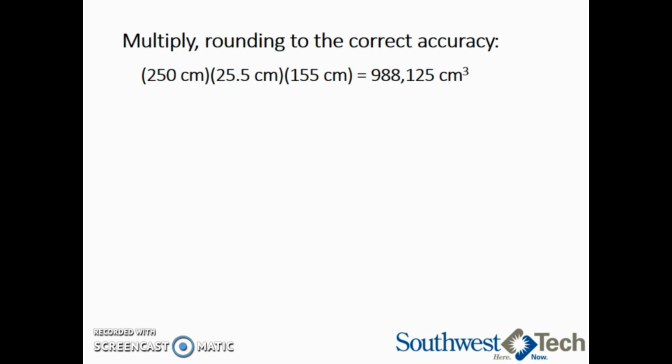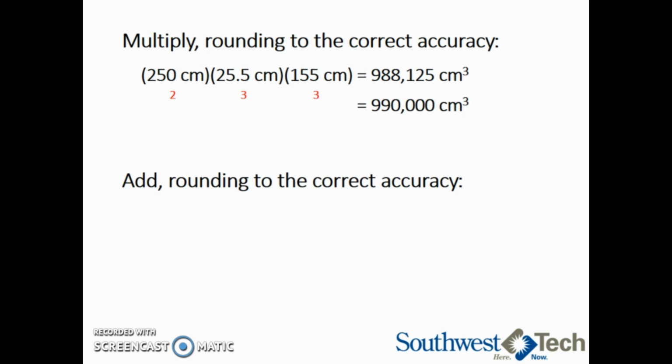When we multiply, our answer is going to have the same number of significant digits as the value we multiplied that had the fewest. This means we have to go through and figure out how many significant digits each of these numbers has. 250 centimeters only has 2 significant digits. The 0 is not significant because it is not specifically tagged as being significant. Our other two numbers both have 3 significant digits. Therefore, our answer should have 2 significant digits because the lowest number of significant digits we have is 2. This means our final answer should be 990,000 cubic centimeters.